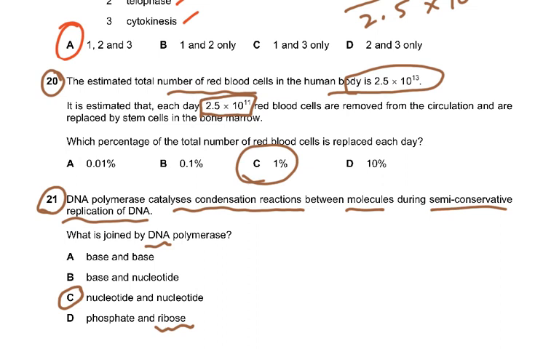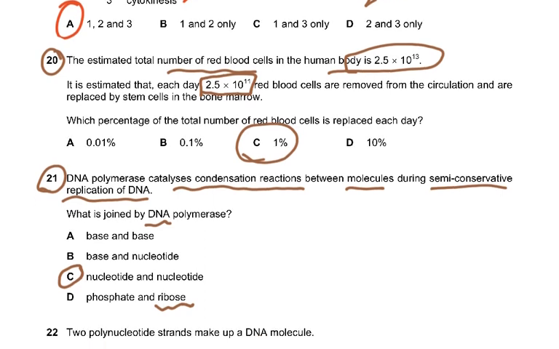So you are going to make a mistake in the D, I know that, phosphate and ribose, because if you look at it, it does connect the phosphate and the deoxyribose, but nucleotide to nucleotide was the correct one. The rest of it all is wrong. Base and nucleotide, bases, it doesn't connect the bases. So everybody must revise the DNA polymerase and how it forms the phosphodiester bond.